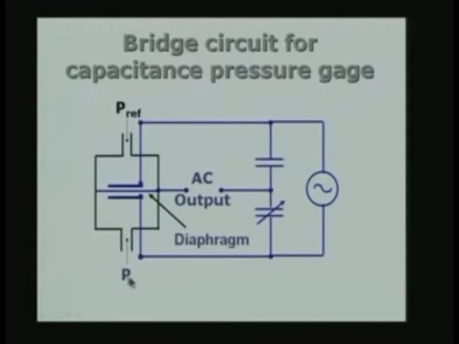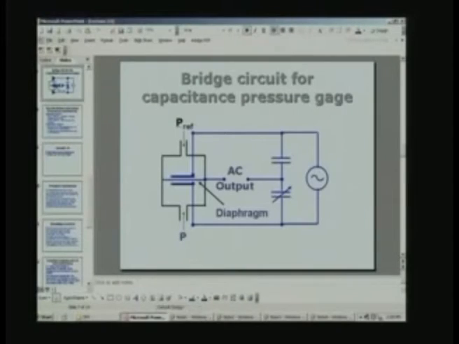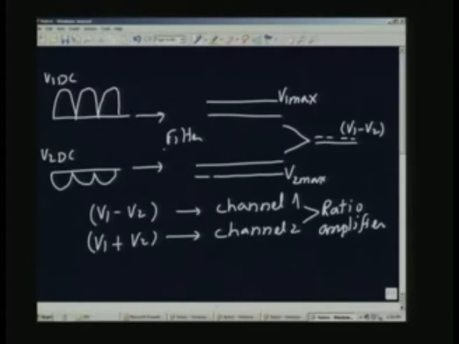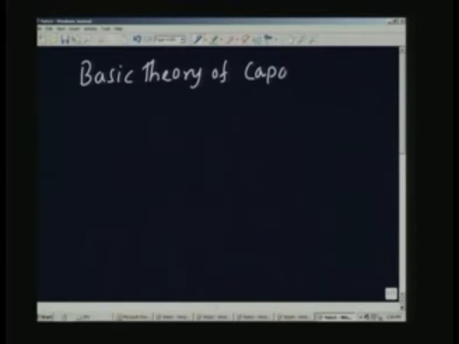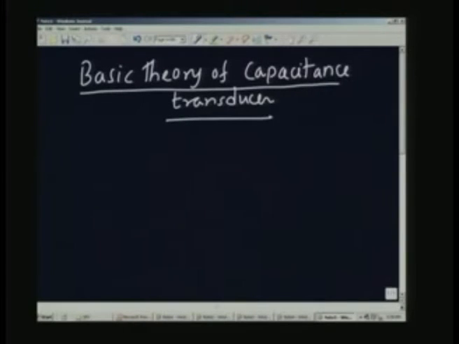Before we come to this, let me go to the board and indicate a few things. Let us look at the basic theory of the capacitance transducer. It is not very difficult to understand. So, we look at the basic theoretical framework of the capacitance transducer.